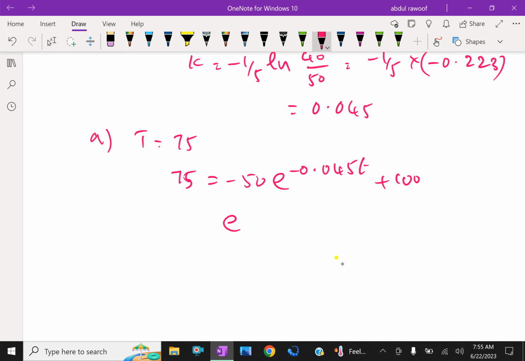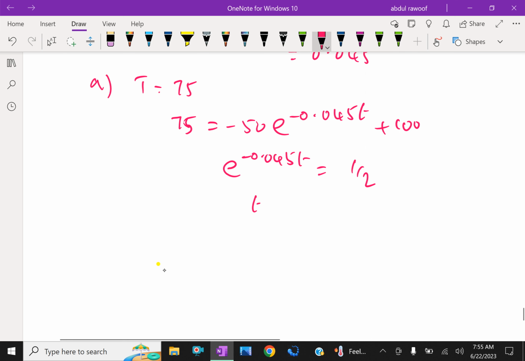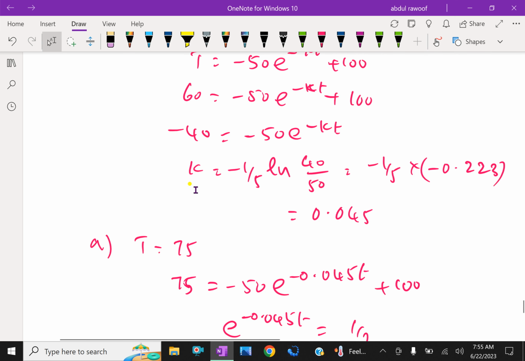Solving this, from this e power minus 0.045 t gives half. After solving this, that is 75 minus 100 is minus 25, minus 25 over minus 50 is half. Taking ln both sides we have t equal to 15.4 minutes. In 15.4 minutes the temperature of that body becomes 75 degree Fahrenheit.